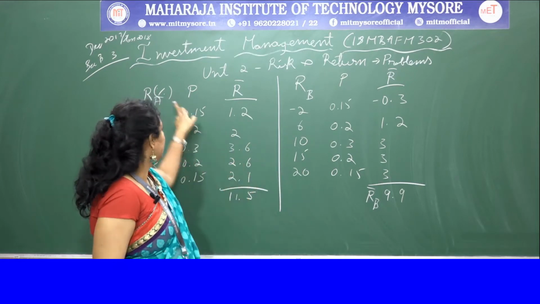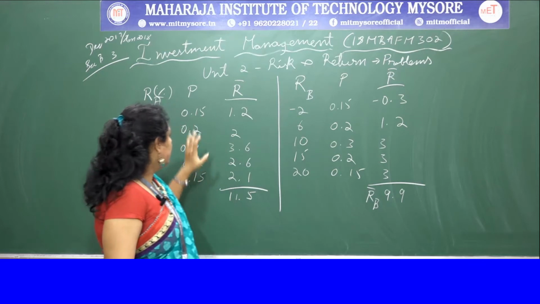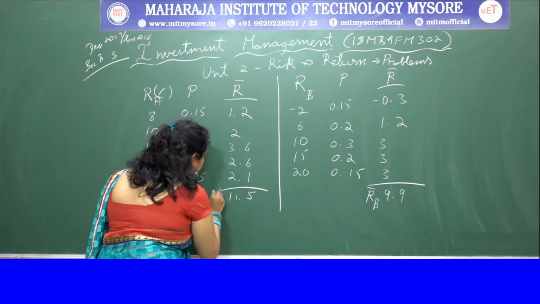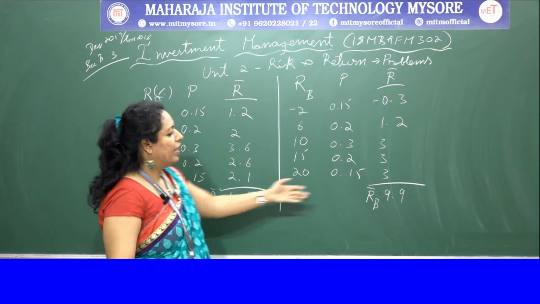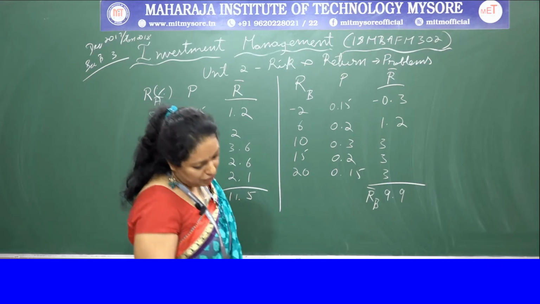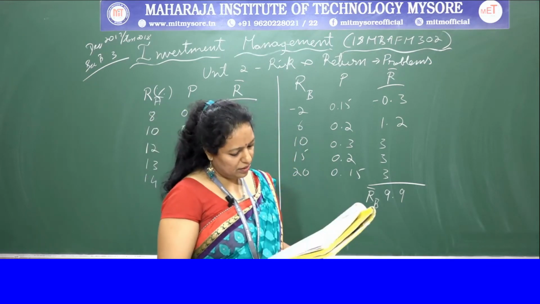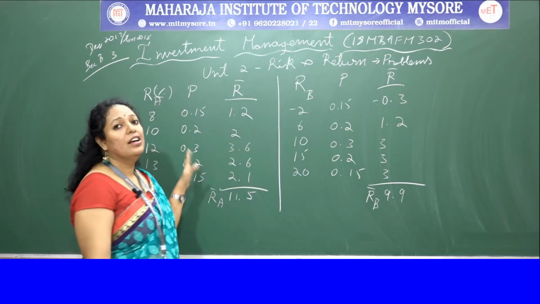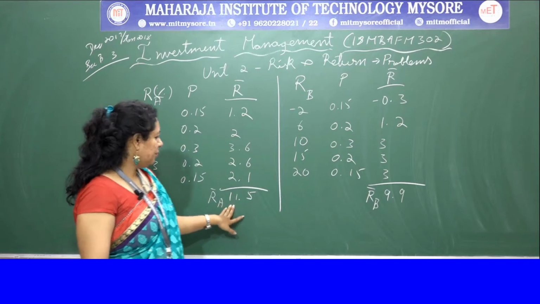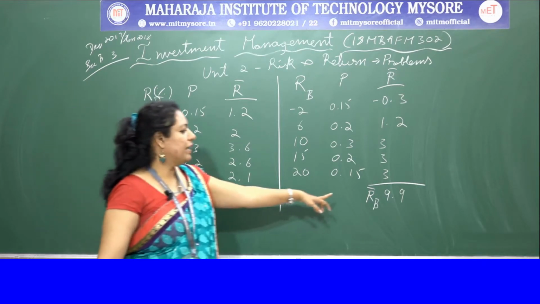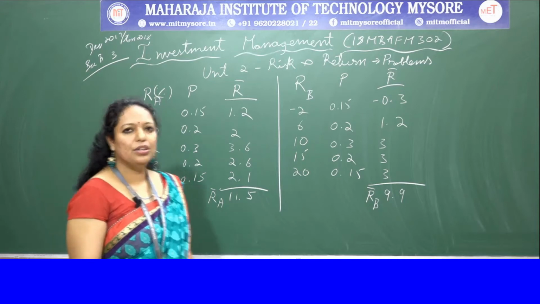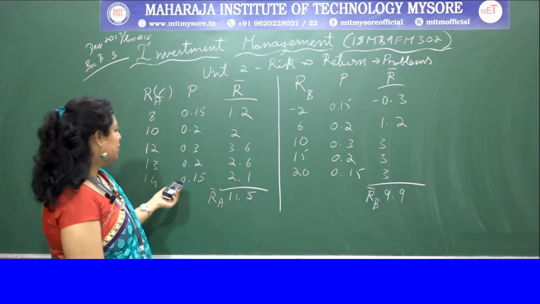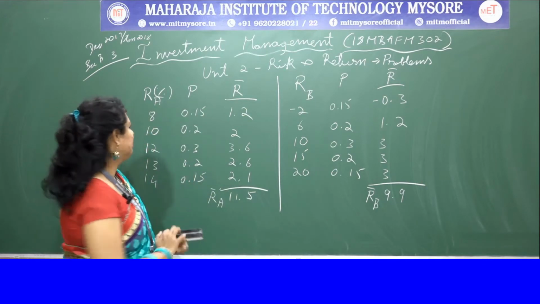Here we have calculated R bar A and R bar B, just by multiplying. So they have not asked for any decision. Find out the expected return of both the company shares. They have asked only so much. In case they ask for any decision as to which company need to be selected, A has got 11.5 return, B has got 9.9 return. So it is understood that you should select a security which has highest return. So we are going to select A.